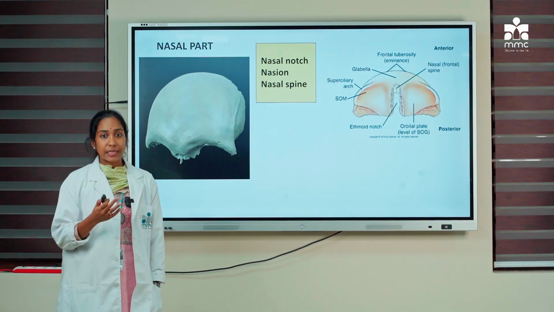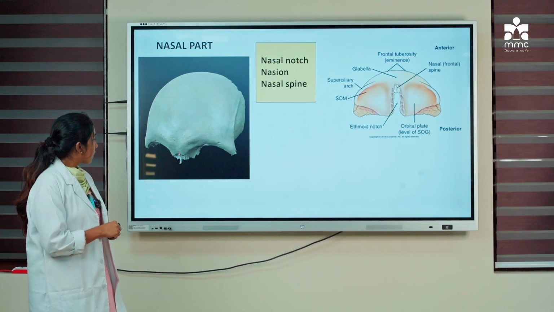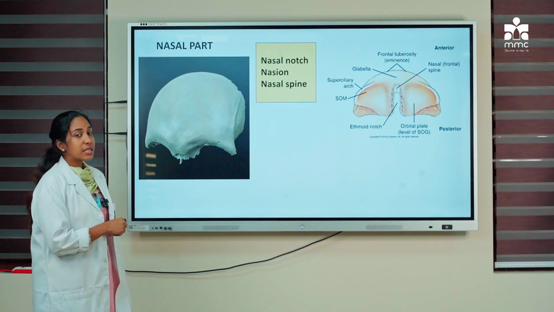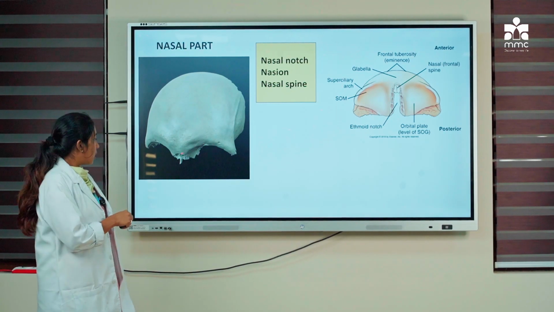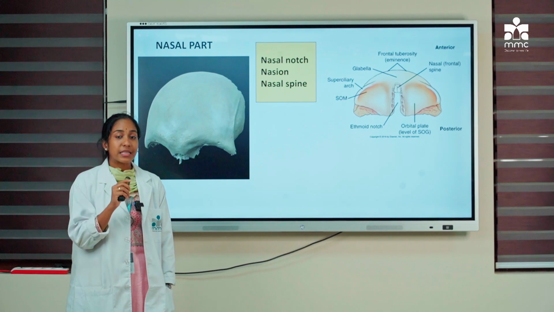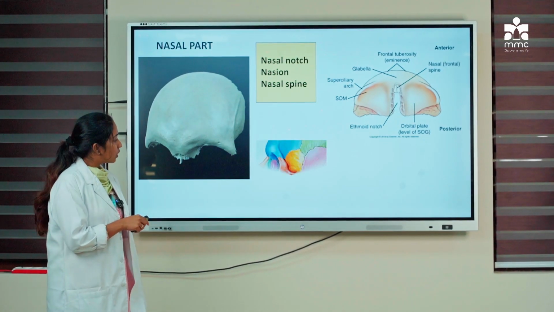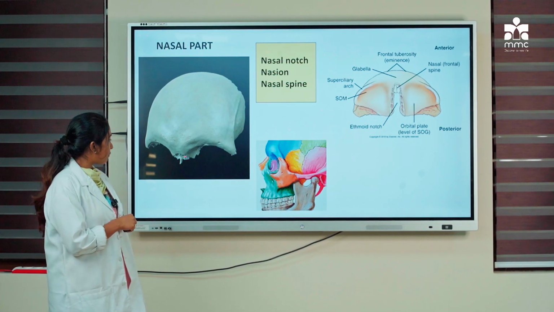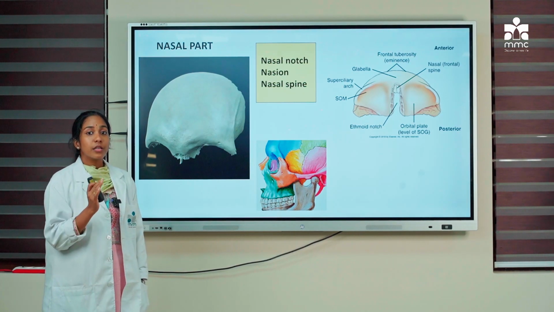Next, coming to the nasal part. Here is the nasal part. Between the two orbital plates, the nasal part extends downwards towards the nasal bone. The lower part of the nasal part has a very rough surface, and it articulates with three bones. This rough lower part of the nasal part is called the nasal notch.